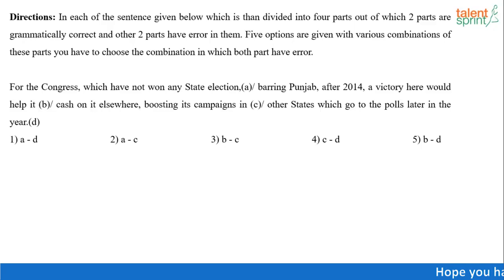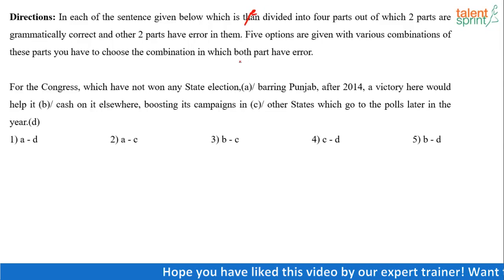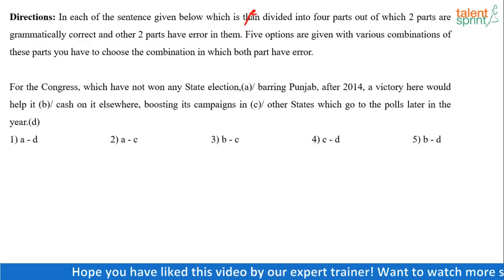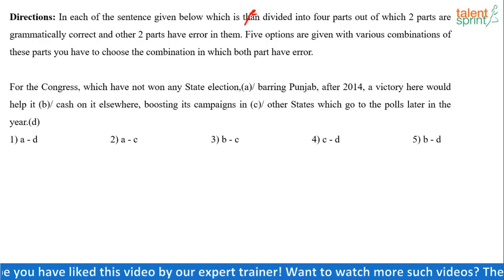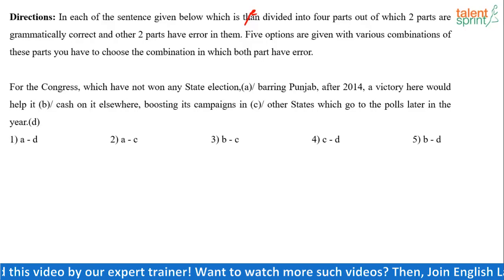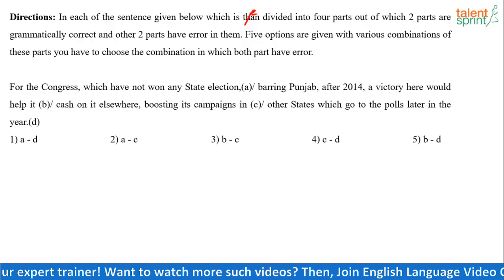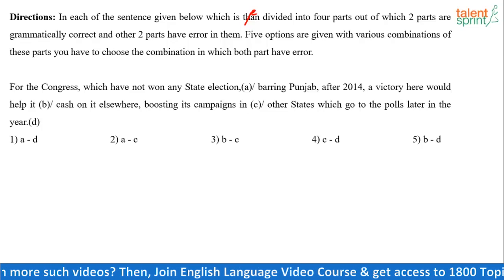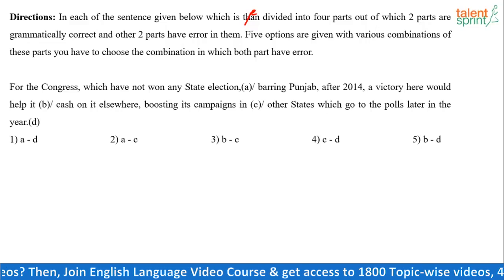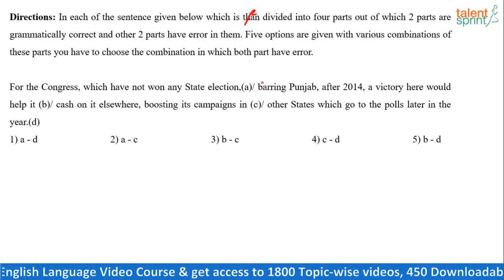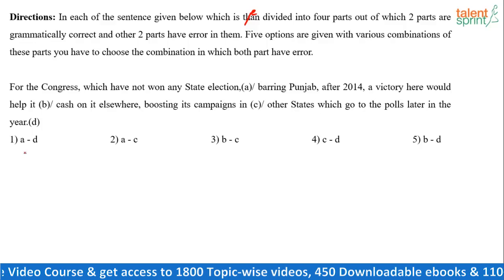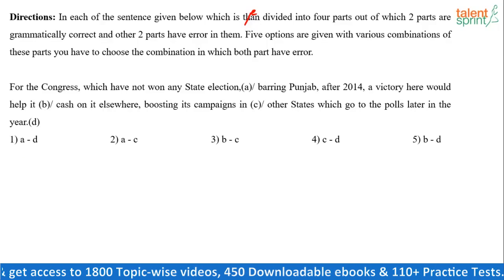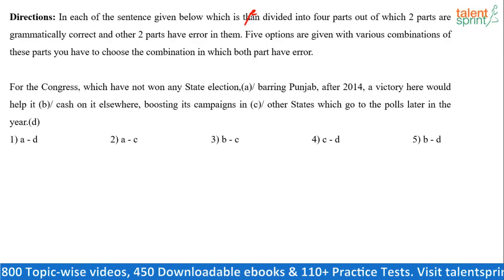Okay, so what we are supposed to do here: each sentence given below is divided into 4 parts, out of which 2 parts are grammatically correct and the other 2 parts have errors in them. 5 options are given with various combinations of these parts. You have to choose the combination in which both parts have errors. So there are options A, B, C and D, and you have to choose the right combination of errors. Okay.